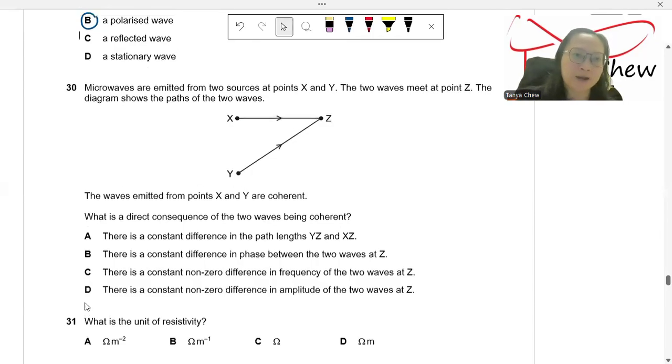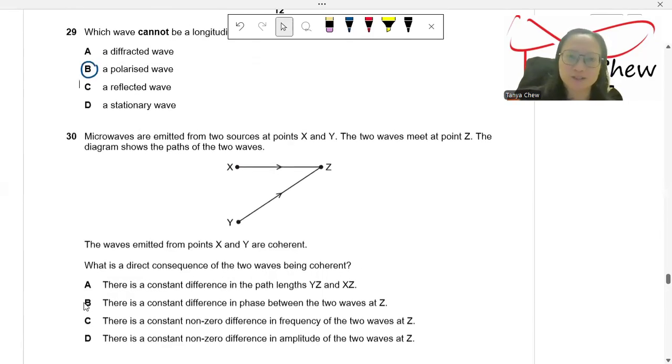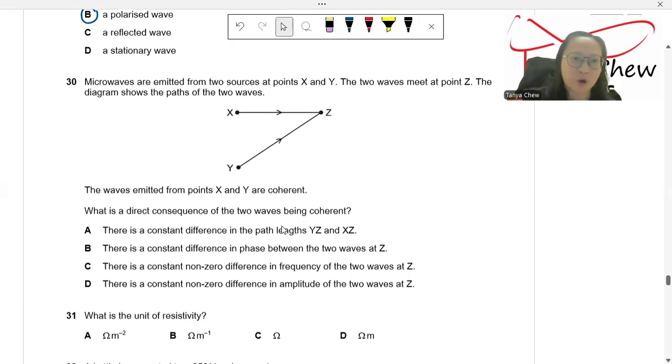Question number 30. Microwaves are emitted from two sources at point X and Y. The two waves meet at a point Z. The diagram shows the paths of the two waves. The waves emitted from point X and Y are coherent, right? Coherent means they have zero phase difference or constant phase difference. What is the direct consequence of the two waves being coherent? Let us see. There is a constant difference in the path length YZ and XZ.